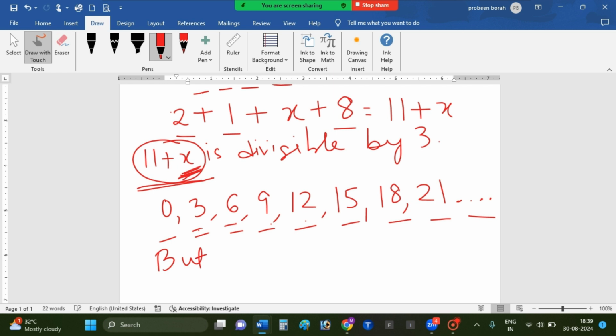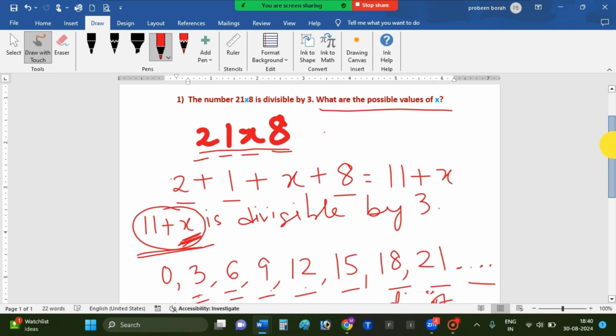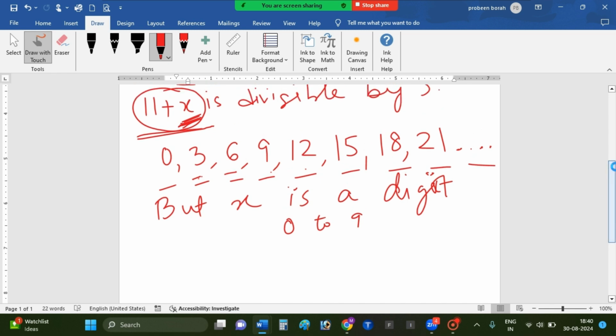But x is an integer, isn't it? X is a digit. You know what a digit is, right? A digit is 0 to 9. It can be 0, 1, 2, 3, 4, 5, 6, 7 till 9. Because as the problem statement says, the number itself is 21x8, so x cannot be a 2-digit number. It has to be a 1-digit number. Got it? So now we just check with all the numbers from 0 to 9.